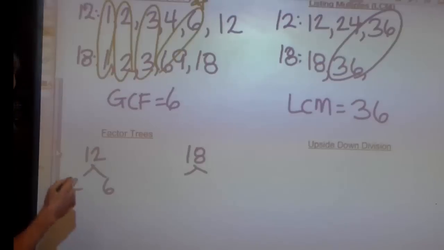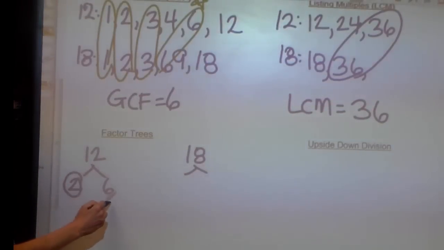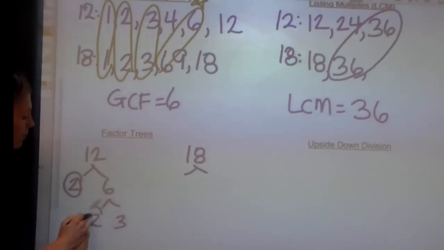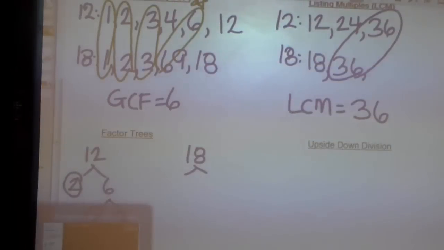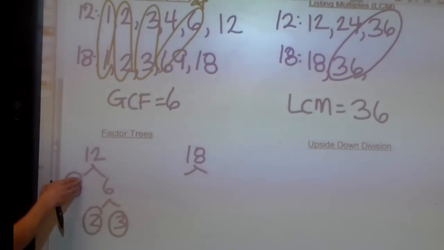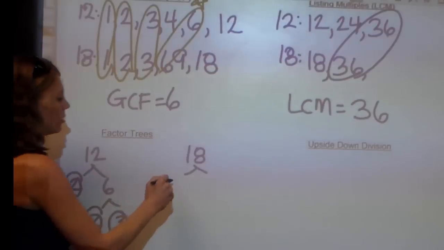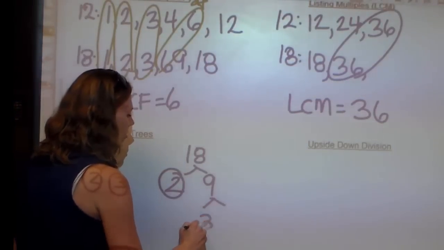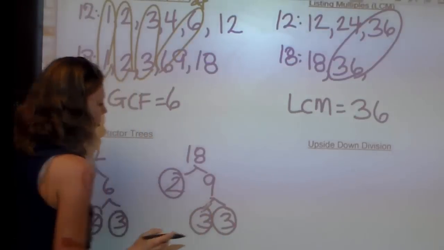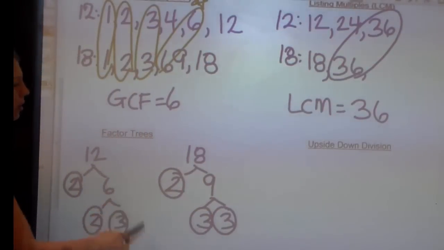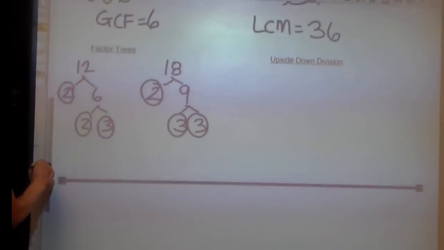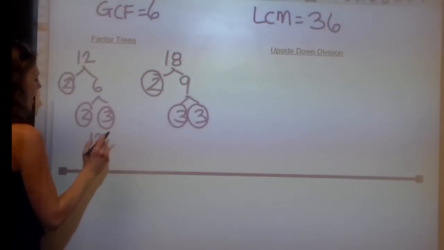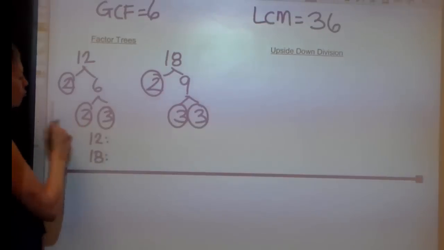So 2 is prime, so I'm going to circle it, but 6 has more factors, 2 times 3. These numbers are prime, so now I will circle them. I circle to indicate that that branch is done. For 18, I could do 2 times 9, or 3 times 6. This is prime. The 9 is not prime, it's composite, so 3 times 3 makes the 9. Those are prime numbers. So now when I'm done, I list 12, I list 18, and all the numbers I circled, I put them in numerical order and write them down.